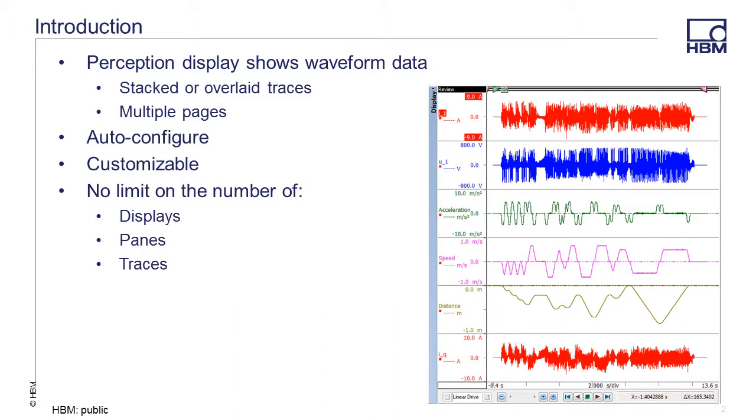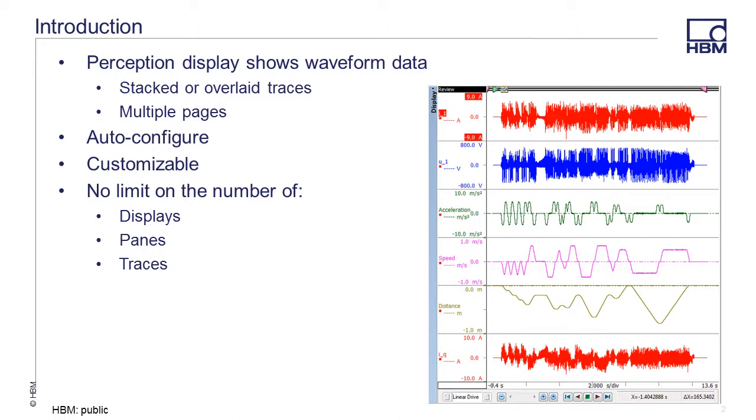A display has panes and traces. This example display has 6 panes, each with 1 trace displayed. You can also overlay multiple traces in a single pane. A display can have multiple pages, all of which share the same x-axis or timescale. If the user zooms in on an area of interest on one page, the timescale of all the other pages in the display follow suit.